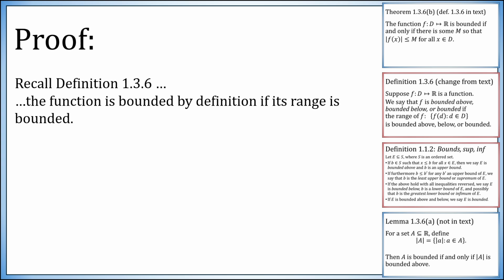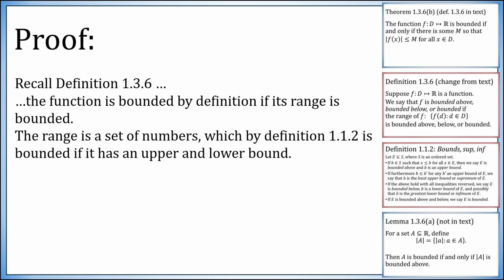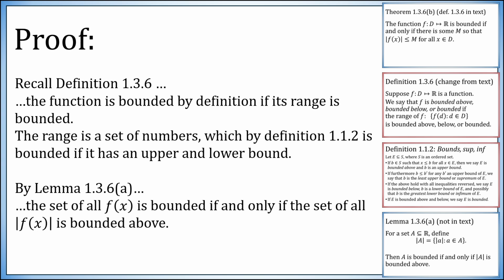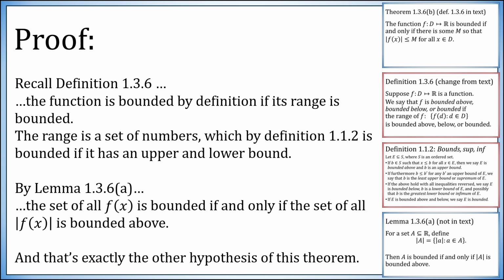Recall definition 1.3.6. A function is bounded if its range is bounded. Now the range is a set of numbers. So by definition 1.1.2, this set is bounded if it has an upper and a lower bound. By what we just proved in lemma 1.3.6a, the set of f of x is bounded if and only if the set of all absolute values is bounded above, which is exactly the other hypothesis of this theorem 1.3.6b, that the set of absolute values is bounded above. So just by putting these pieces together, we prove as a theorem what in the book is a definition. We just had a marginally different definition. Our 1.3.6 is just slightly different than the book's definition.